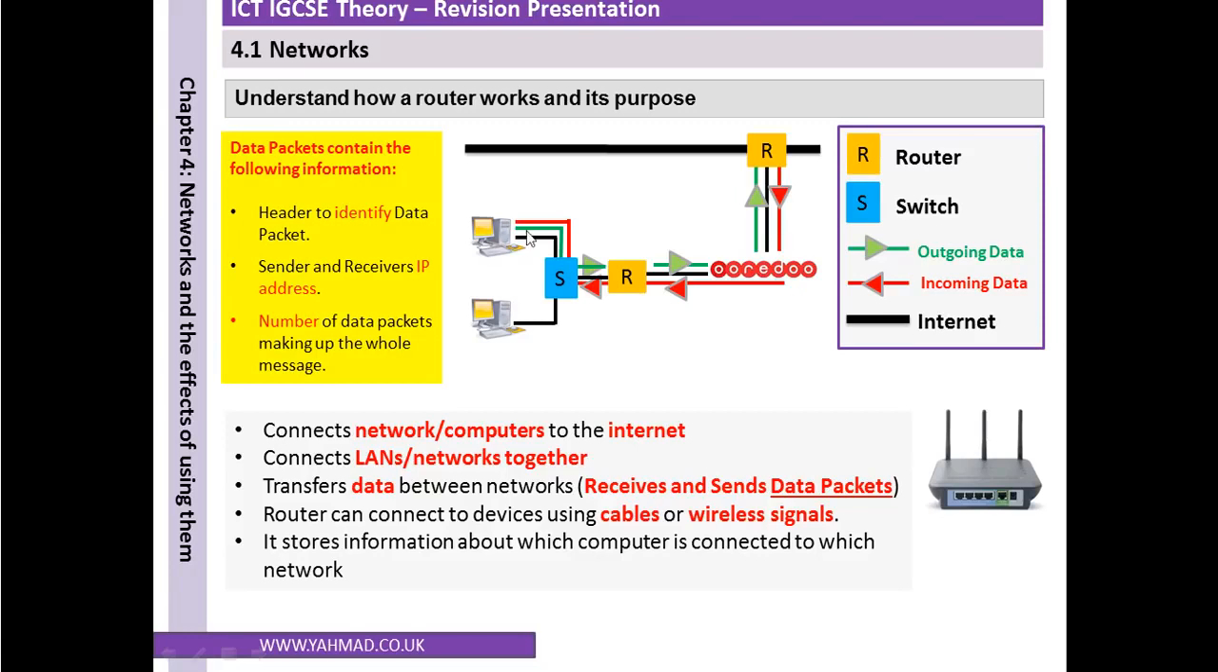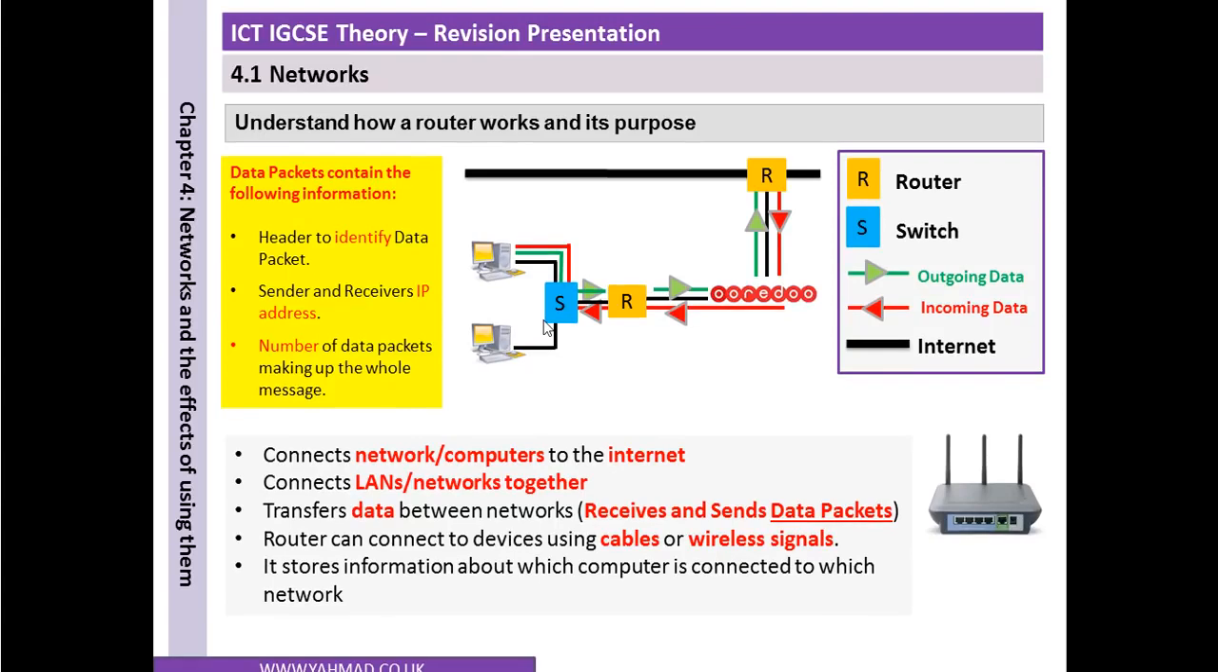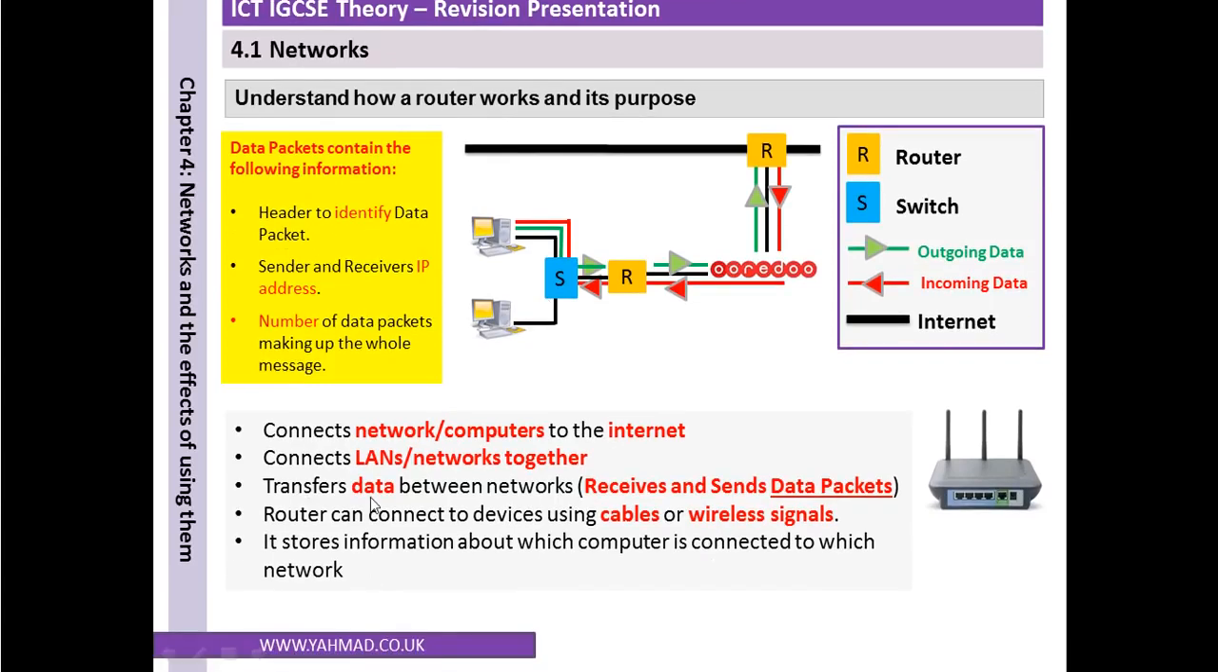So let's have a look at this diagram here. We've got two workstations connected to a switch, which is connected to a router. In this network we have data which is outgoing onto the internet, and then data coming in from the internet or from other networks into your network. So the router transfers data between networks.